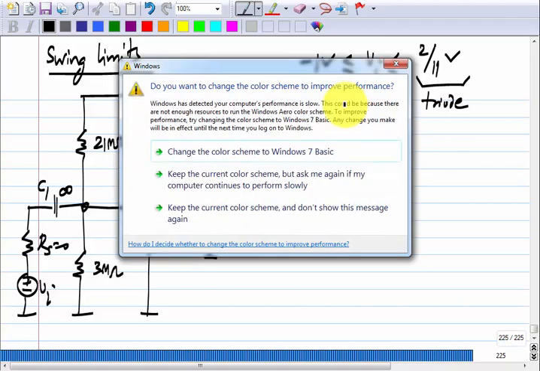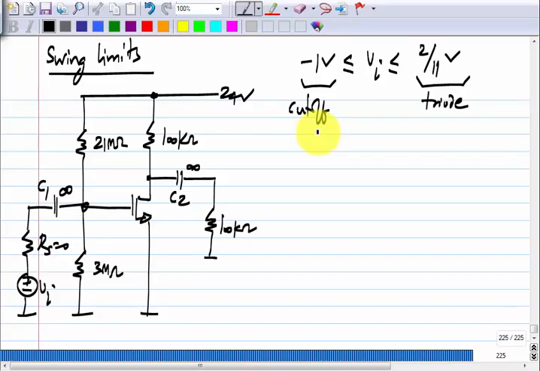The circuit won't work at all in that case because of the blocking capacitors. But it is varying at some frequency. It could be a sinusoid, it could be any other kind of waveform. But all the frequencies of Vi must be more than the cutoff frequencies of these AC coupling networks.